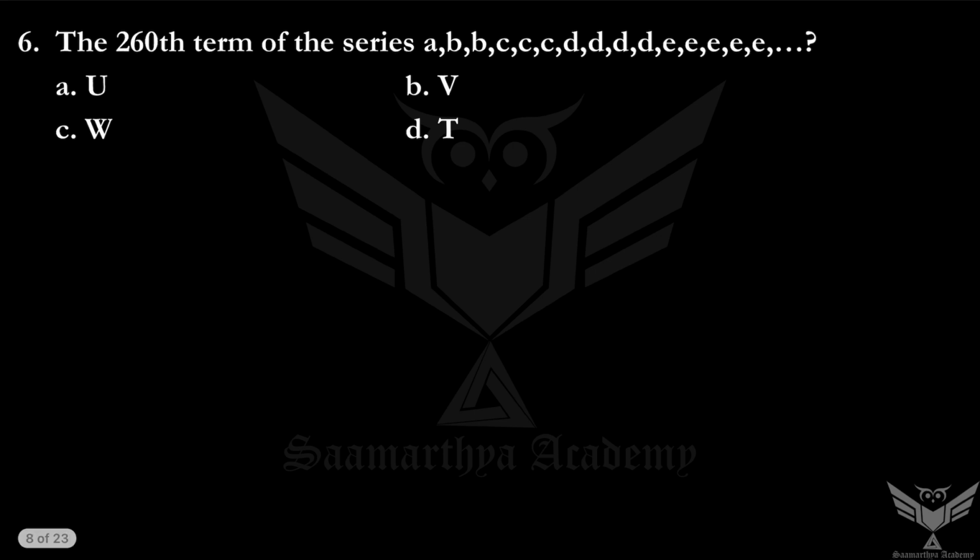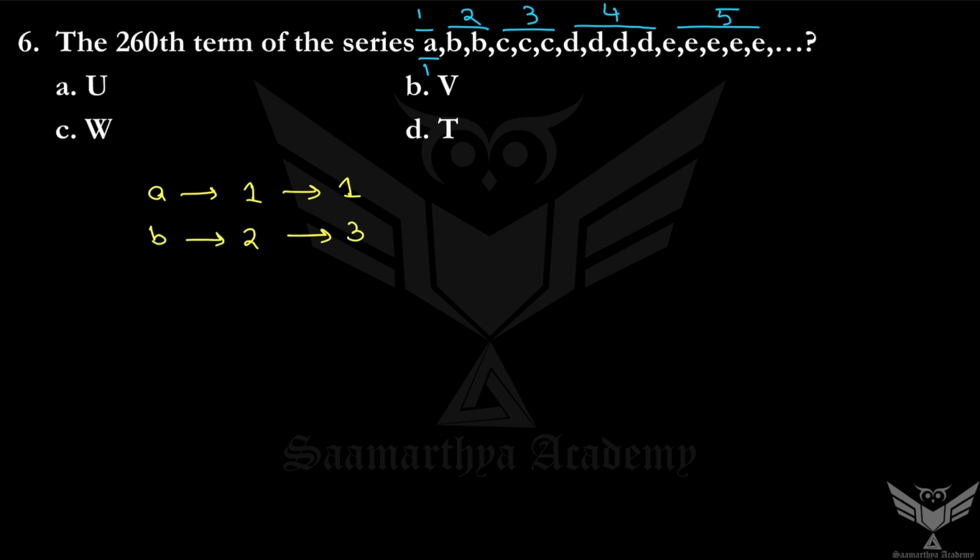Now, this is nothing but 1, 2, 3, 4, 5. So basically it's different natural numbers in a very different pattern. Now understand the pattern. A is the first letter taking till first position. B is the second letter taking till third place. C is the third letter taking till sixth place.